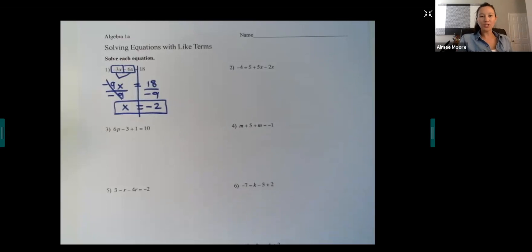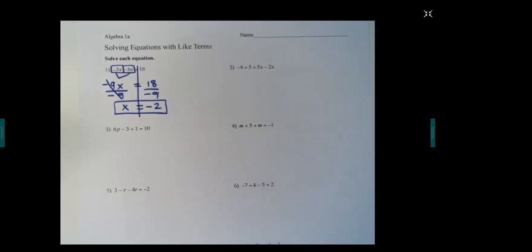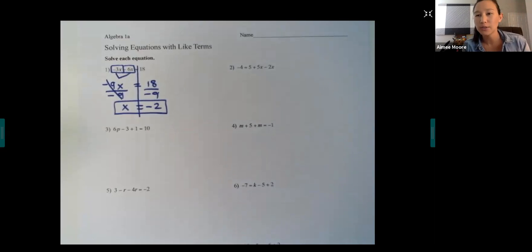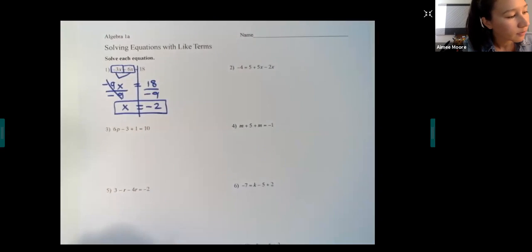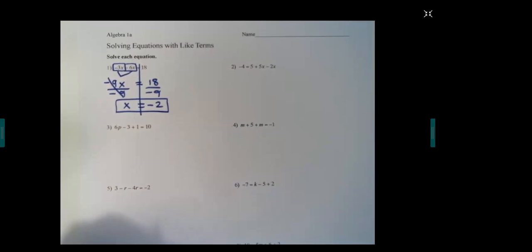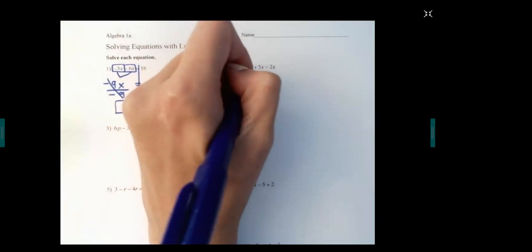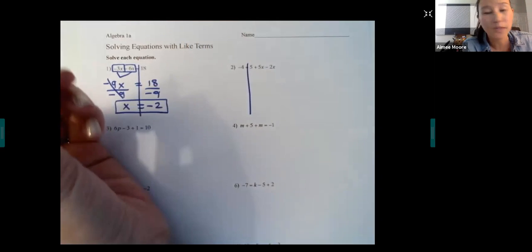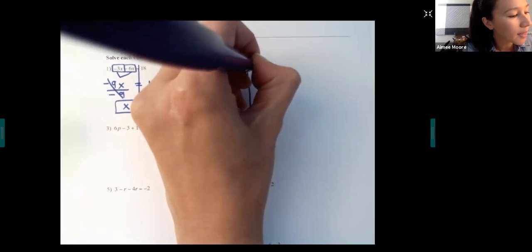Okay, let's look at number 2. So Dakota, the only thing that we're adding now is there are like terms that we have to combine at the beginning. That's the only new step. Once we do that, then it's solving just like we just did on the last 2 assignments. Okay, so the next one, it's the 5x and then the 2x. Yep. You just combine those 2. That's the only new step.